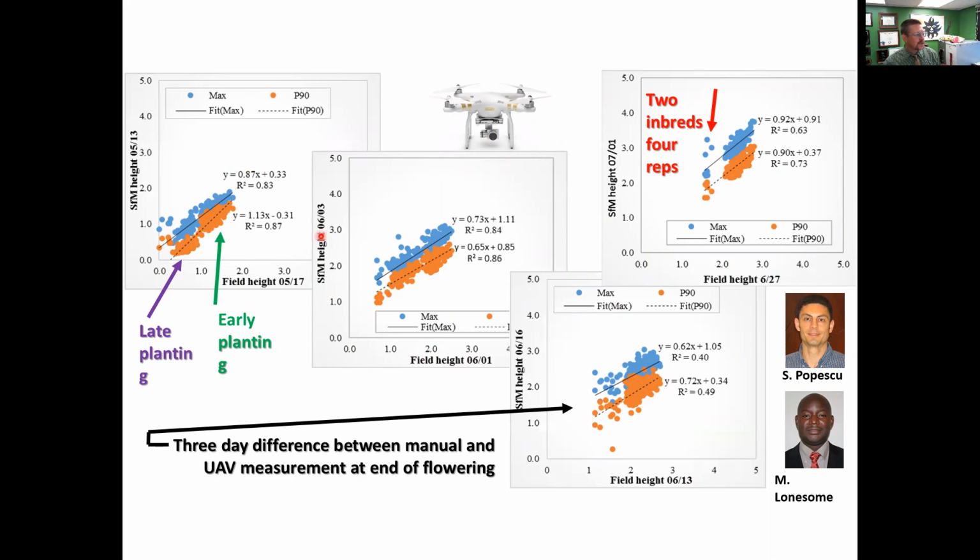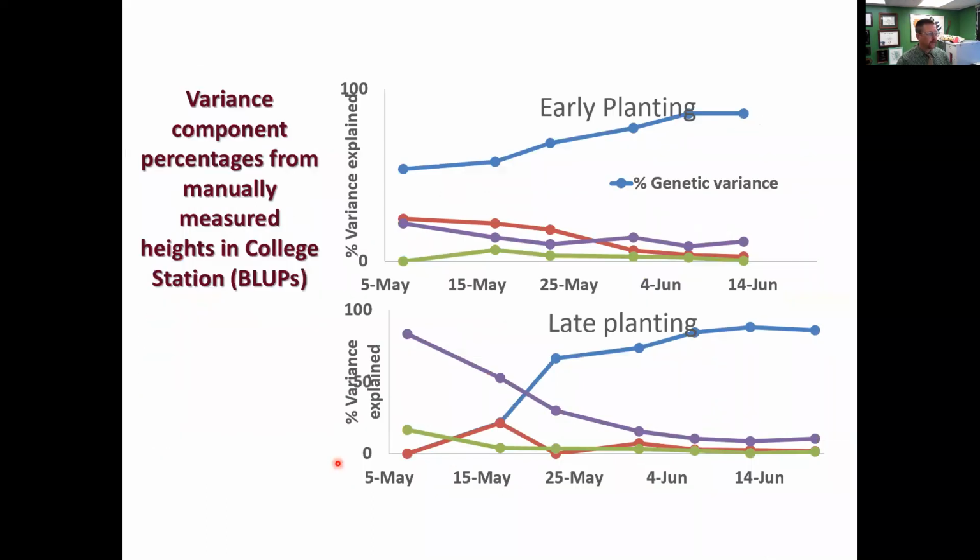Now we can look at this slice across time and see this was measured on May 13th and June 3rd and June 16th and then July 1st. And we can see that the correlation is pretty good all throughout, but then right here it falls apart a little bit. What that was, there was a difference between the day we measured with the UAV and the day we measured with the ruler. And the plants were growing so much that those correlations sort of fell apart.